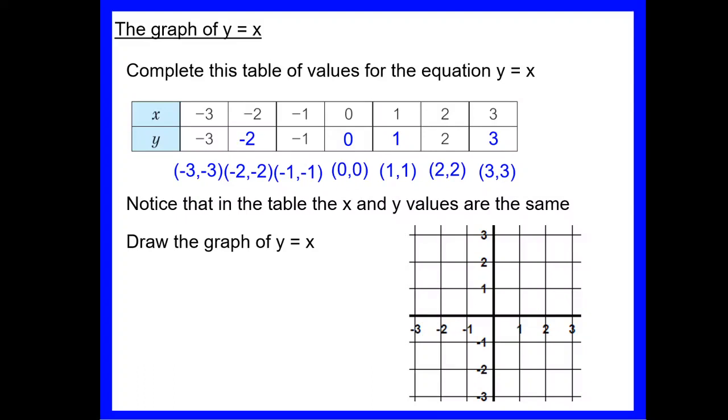So if we do -3, -3, so we go along the corridor to -3 and we go down to -3. Then -2, -2, -1, -1, 0, 0, along the corridor 1, up 1, 2, 2, and 3, 3. Join them together with our straight line and label it. And we can see that we get a diagonal line that goes through 0, 0 here. And every point we've got, the x and the y coordinates are the same number.